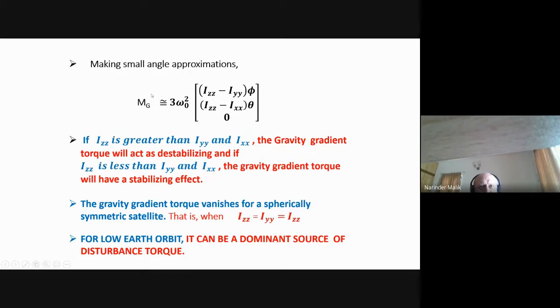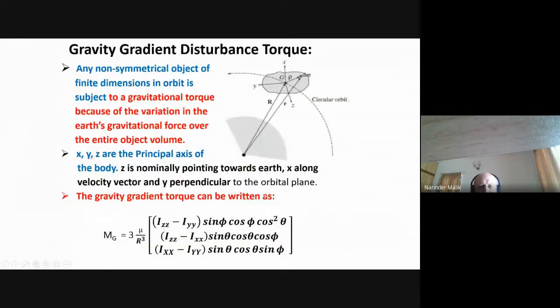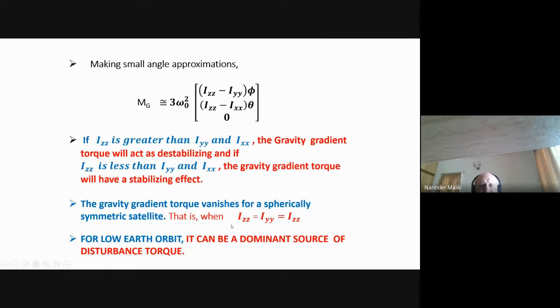Now, when you simplify, make a small angular approximation, because phi and theta, you are normally looking towards the Earth's center, with small deviations in terms of roll and pitch. Then in that case, the disturbance torque can be approximated in this manner. Here you say, if Izz is greater than Iy or Ixx, the gravity gradient torque will act as destabilizing. This expression will come subsequently.